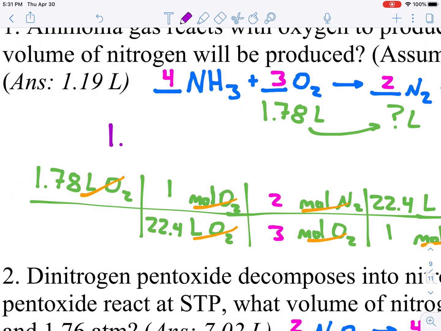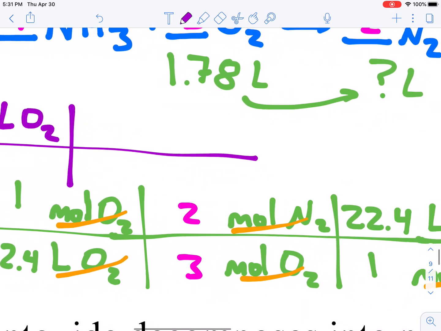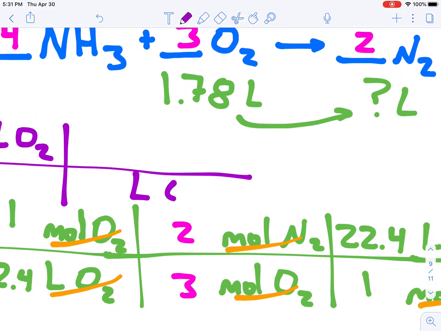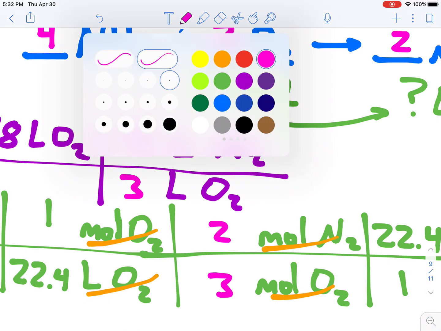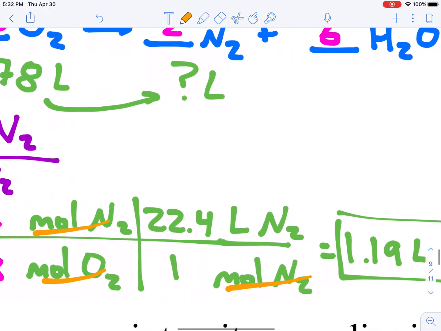So you could write it out this way: 1.78 liters of O2. Because this is a gas at constant temperature and pressure, the number of liters of oxygen is going to be in some relationship to the number of liters of nitrogen, and that is based off of their coefficients. There's a 3 in front of O2, 2 in front of N2. We know we can cancel out liters of O2. When you do that math, you will again be left with 1.19 liters of N2. So you can just get there a little bit more efficiently.